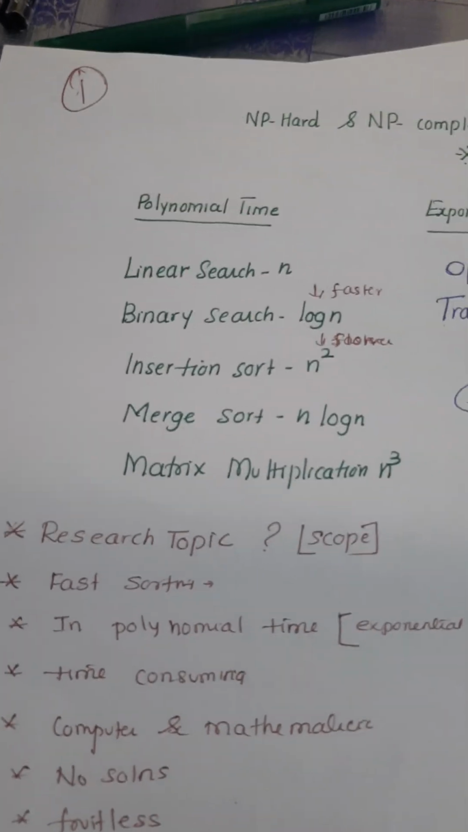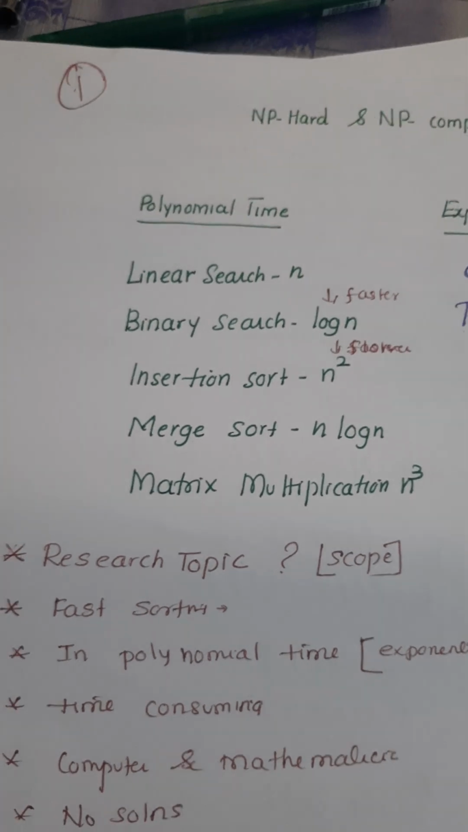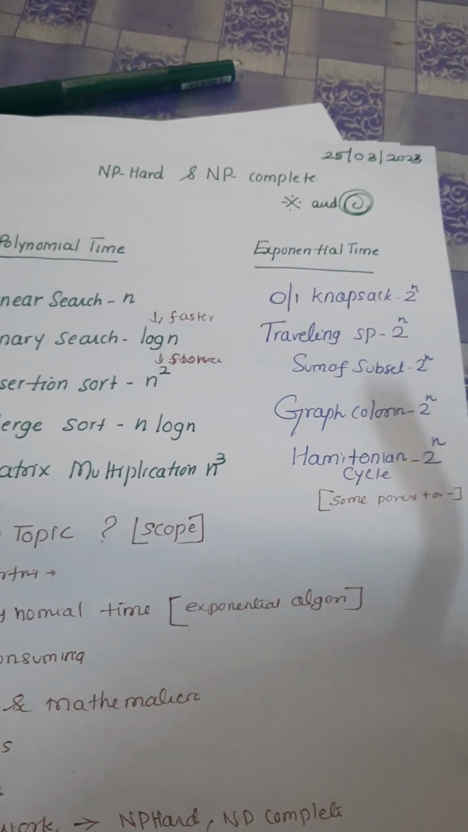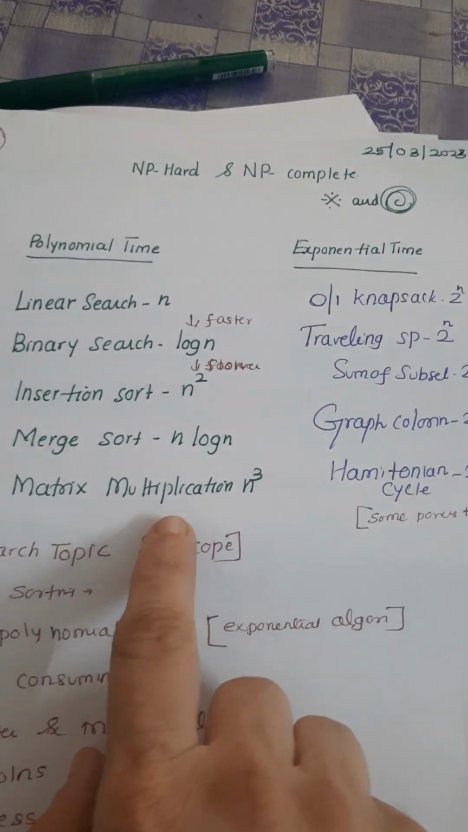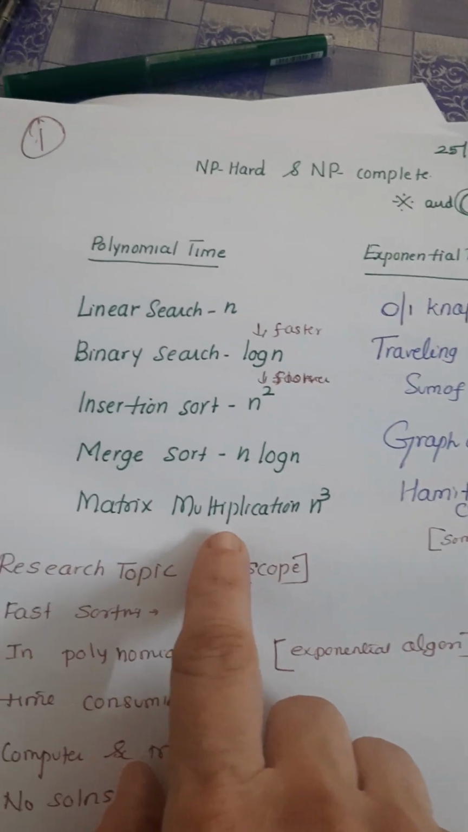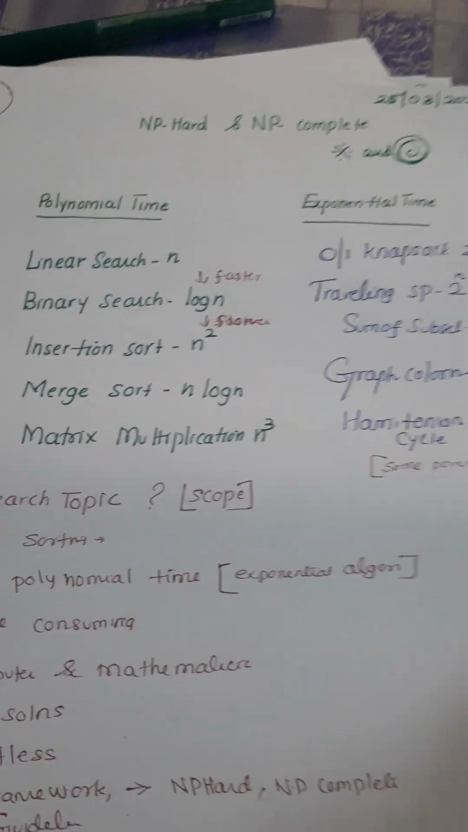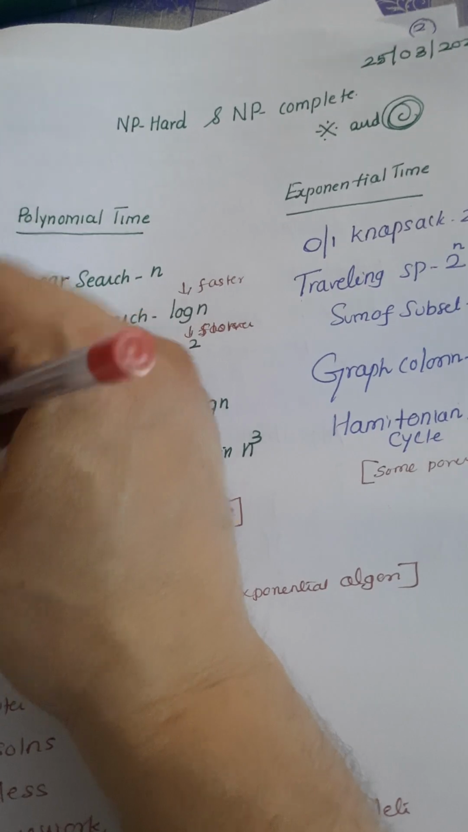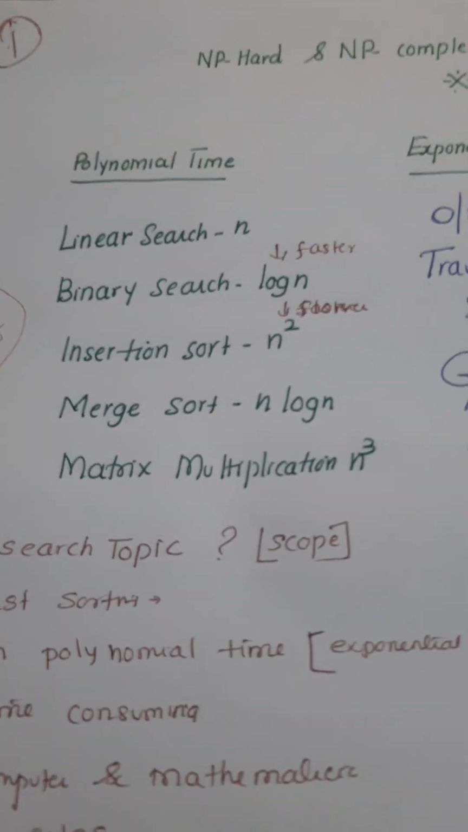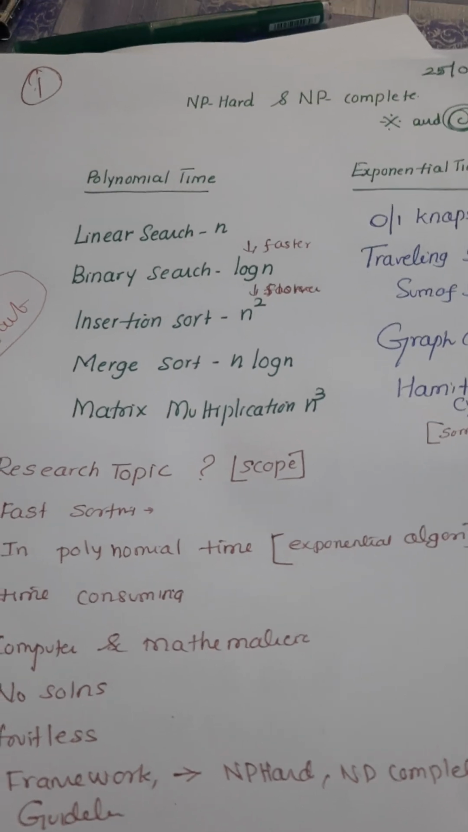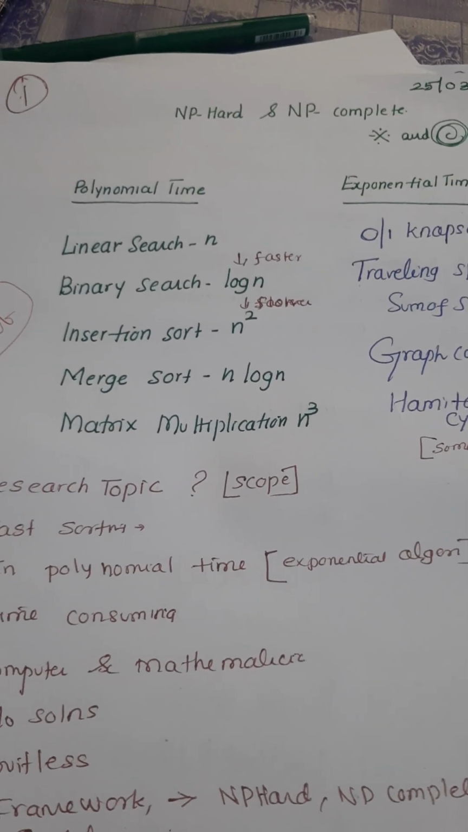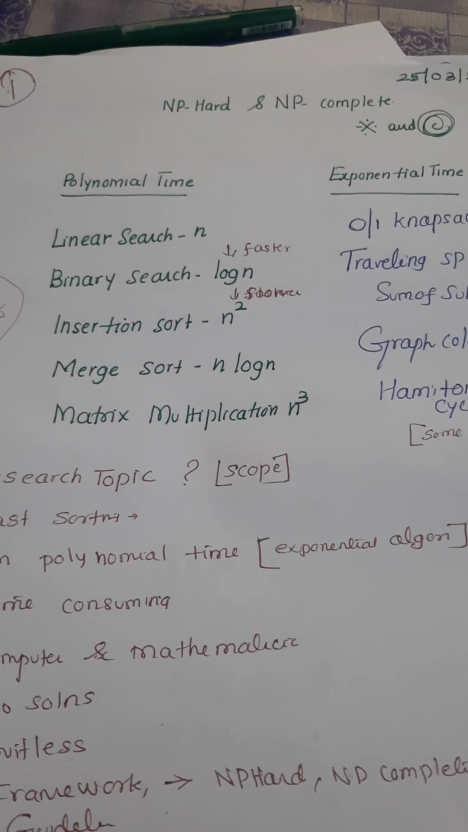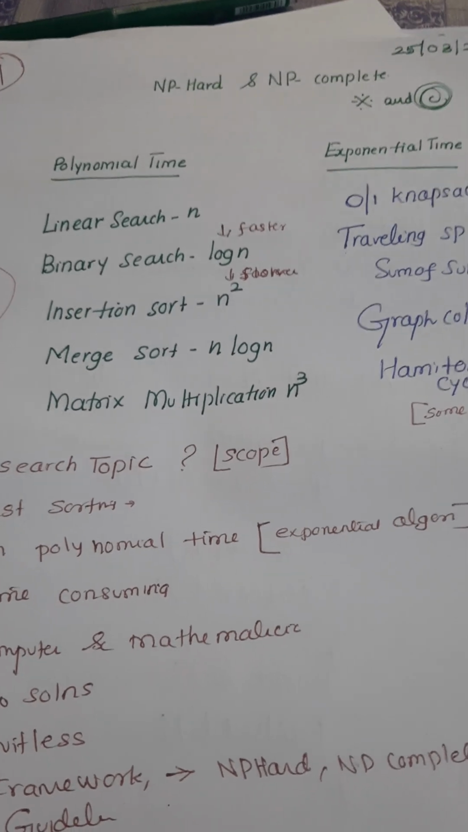First of all, why did I say this is a research topic? Because we try to develop a better algorithm. In exponential time algorithms we try to develop a polynomial time algorithm, and in polynomial time algorithms we try to develop a constant time algorithm. So that is one thing. And the second thing is, when a computer has to execute a program correctly, we need a deterministic algorithm. In a deterministic algorithm each and every step is defined, we know how the processing is going on.